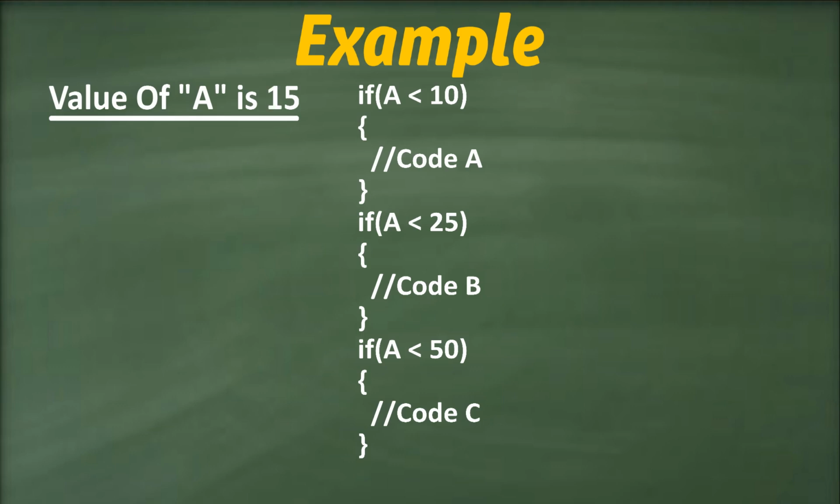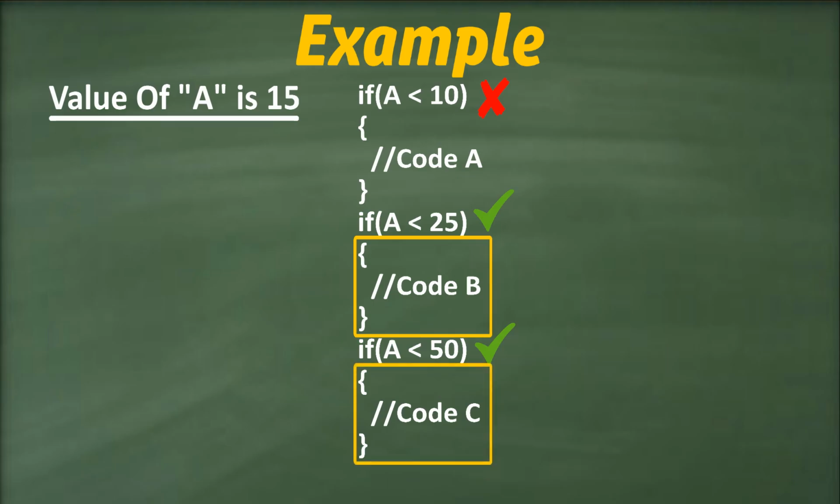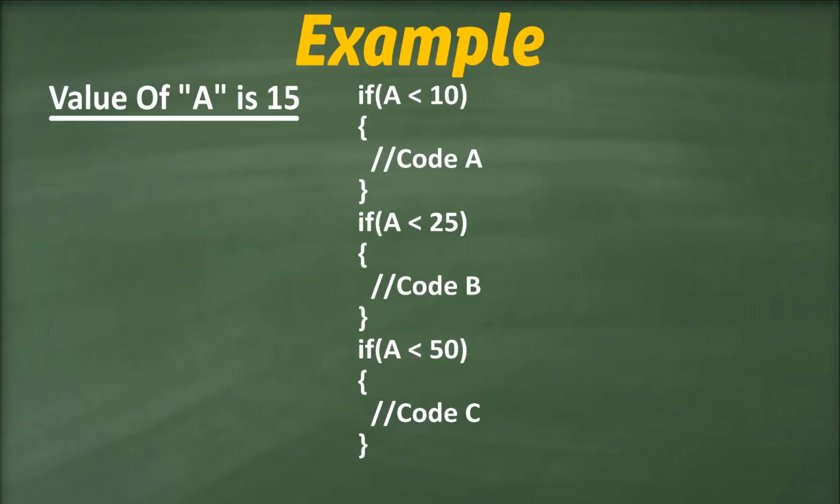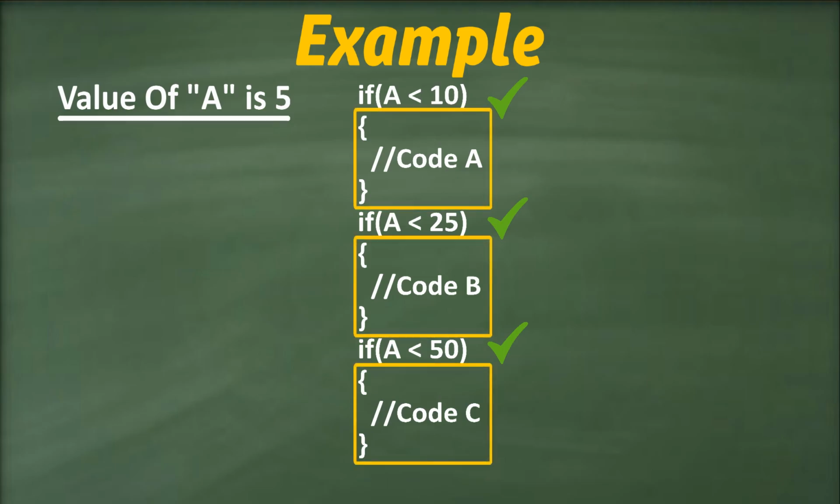If A is set to 15, the first condition is false, but the second condition is true, so code B executes. However, when the Arduino checks the third condition, it is also true, since 15 is less than 50. This means both code B and code C execute, which is not what we intended. The issue becomes even clearer when A is set to 5. Now all 3 conditions are true because 5 is less than 10, 25, and 50, so the code block of all 3 if statements run.